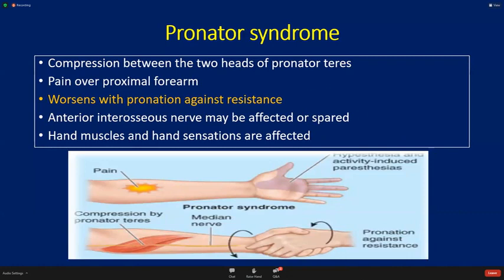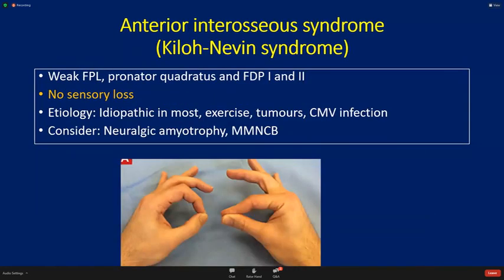The more common one is a pronator syndrome or pronator teres syndrome. Here, this occurs when the nerve passes through the two heads of pronator teres. And the typical feature is a pain which radiates down from the proximal forearm. And when you pronate the hand against resistance, the patient will have reproduction of the same pain. That is by the activity of the muscle. Depending upon where the anterior interosseous nerve arises with respect to the level at which the nerve is compressed, you may or may not have weakness of muscles affected by that nerve, but you tend to have involvement of the palmar sensory nerve and the hand muscles.